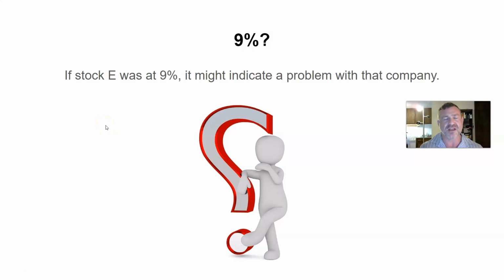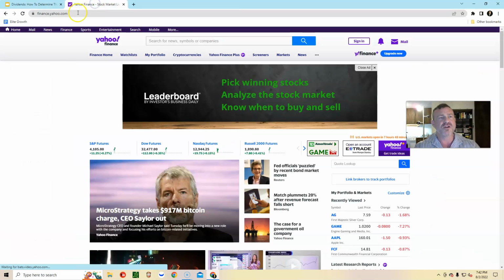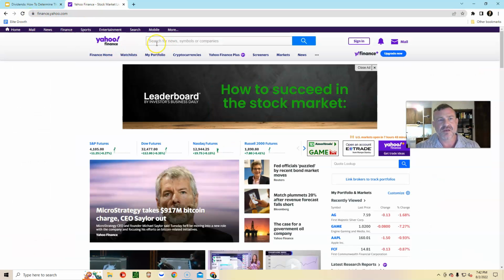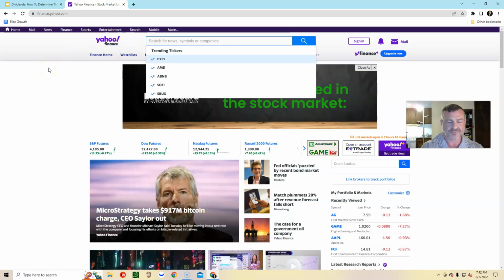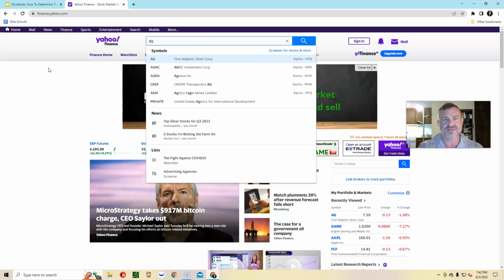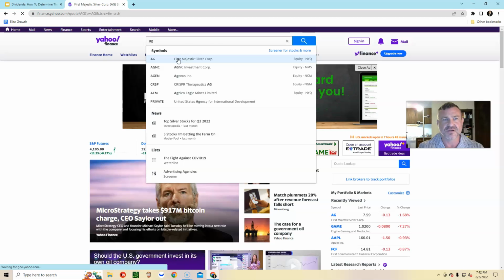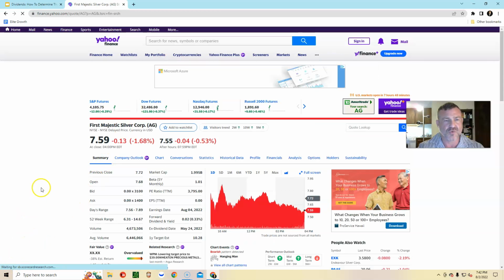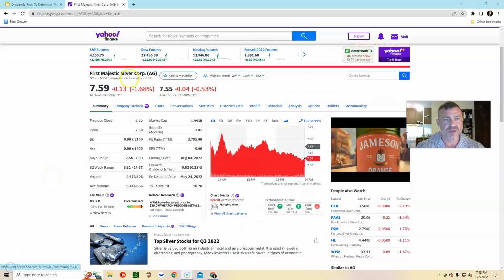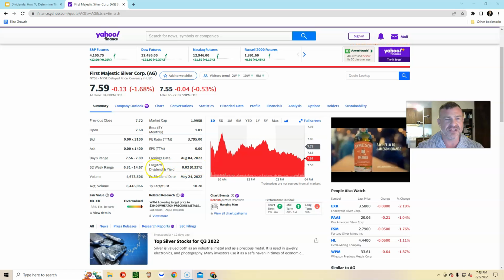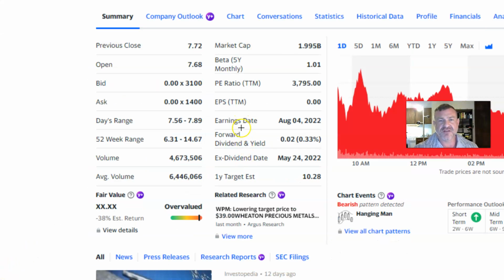Let's take a look at the Yahoo Finance website and see what you'd need to click on in order to find a company's dividend. You're going to go to Yahoo Finance and put your stock right here. Search for that symbol. In this case, we are going to look at some stocks in the mining sector. First one is First Majestic Silver, AG. And we see right here, dividend. Got the dividend information here.